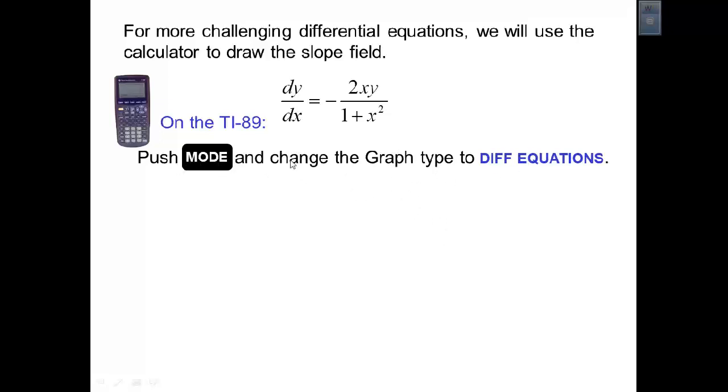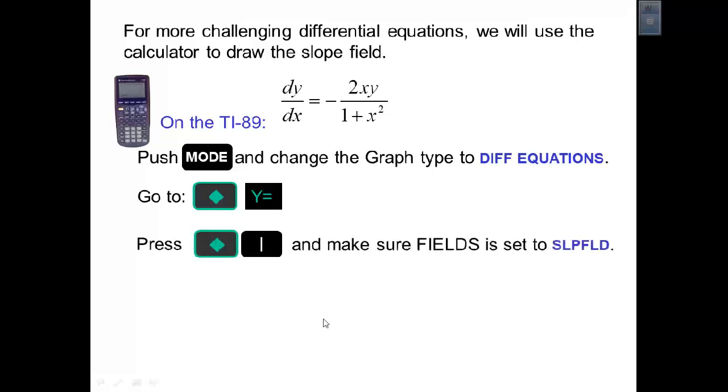So go to mode, change the graph type to differential equations, and when you hit diamond and Y to put in your equation, it's going to look a little different. Now you can do the delta. Once you get to the Y equals, do your diamond and vertical bar and make sure fields is set to slope field. For the most part it will be.